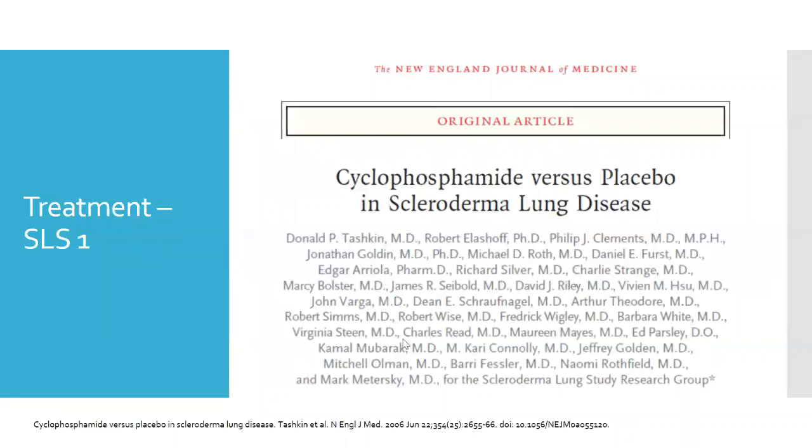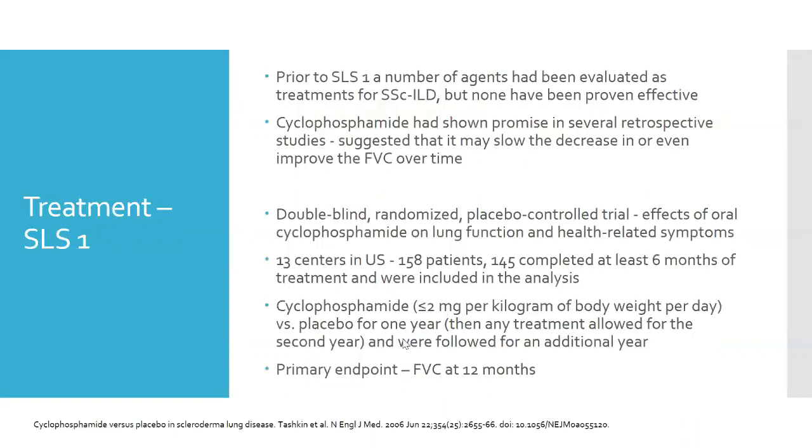Now, looking at Scleroderma Lung Study 1, which was published in the New England Journal in 2006. Prior to SLS1, there were a number of medications that were tried, but none were proven to be effective. Cyclophosphamide had shown some promise in some retrospective trials, but this was a landmark article wherein cyclophosphamide really became important in the management of our scleroderma ILD patients. SLS1 was a double-blind, randomized placebo-controlled trial.